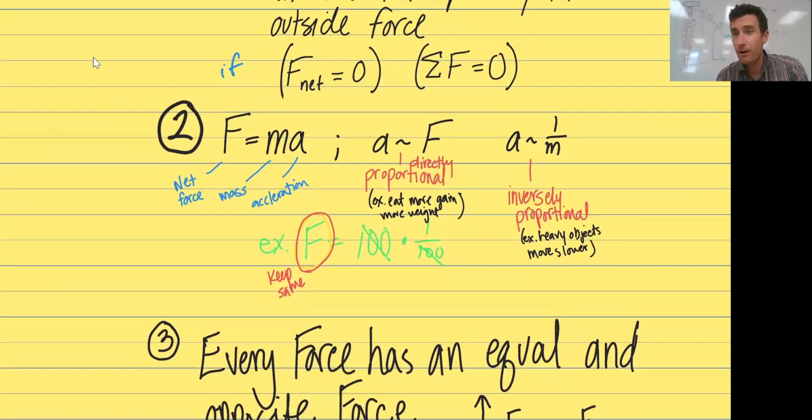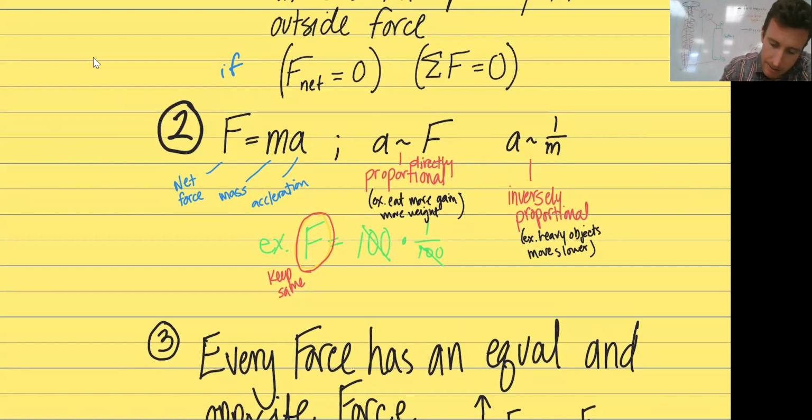It's actually phrased as a proportionality. So let's talk about what a proportionality means. Newton's second law says acceleration is directly proportional to force and inversely proportional to the mass of the object. So directly proportional means if one thing goes up, the other thing also goes up.